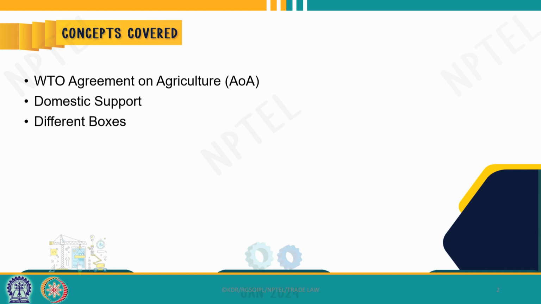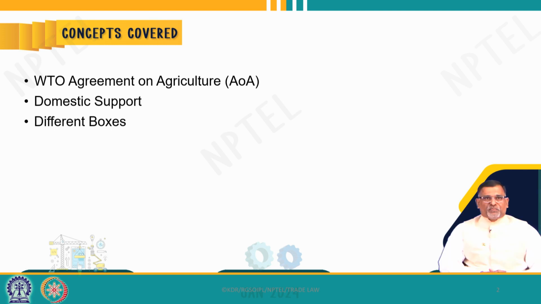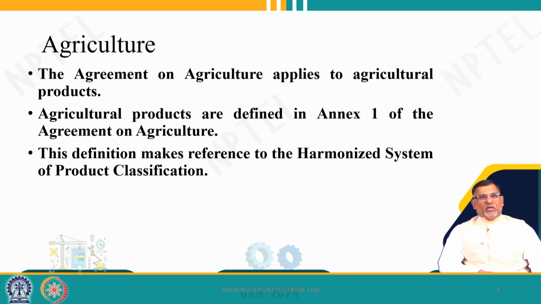So, we will see what the WTO agreement on agriculture is and what its components are, the bedrock of this agreement, which includes market access, domestic support, and export competition, the three pillars of the WTO agriculture agreement. When we start talking about the agriculture agreement, we know that it applies to all agriculture products.